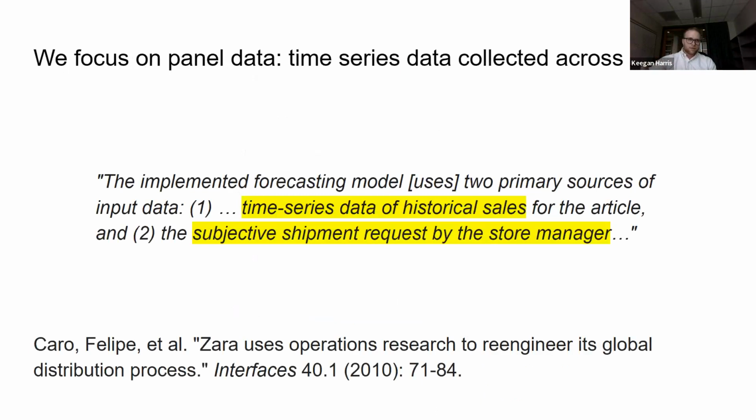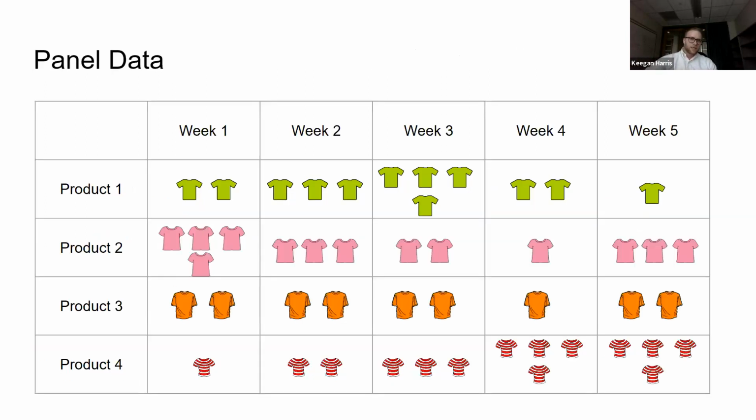And in particular, our focus is on panel data, which is time series data collected across different units. And I guess that's reflected in this running example as well, where they use time series historical data of the article of clothing to help make their decisions. And so you might ask, what is panel data? So panel data is data from different units. In this case, each unit is a product over time. So this would model, for example, different inventories of different products over the course of different weeks.